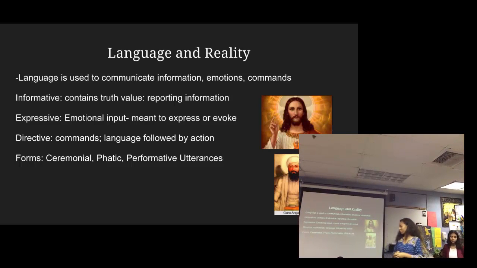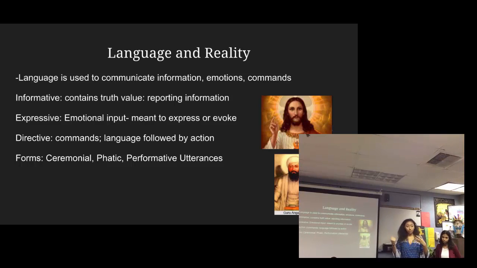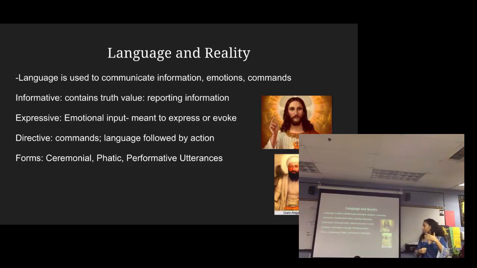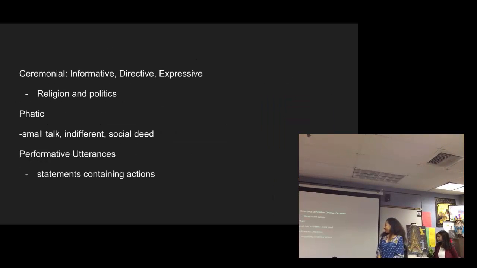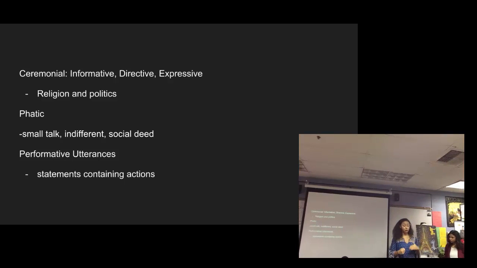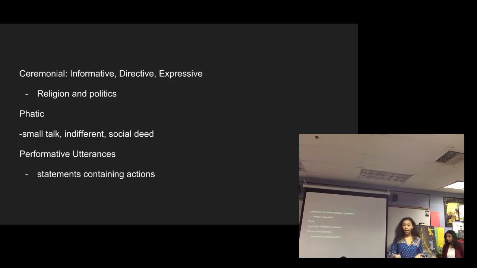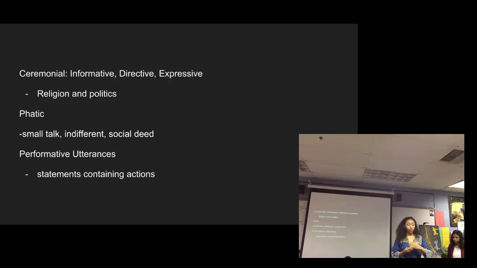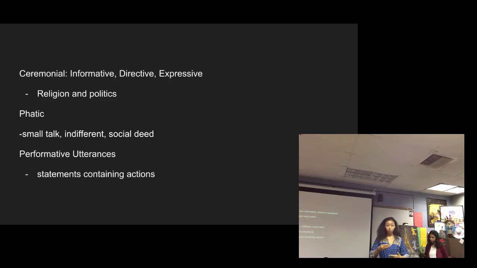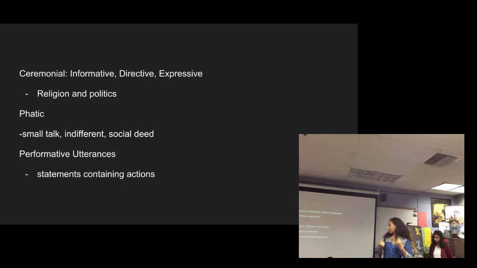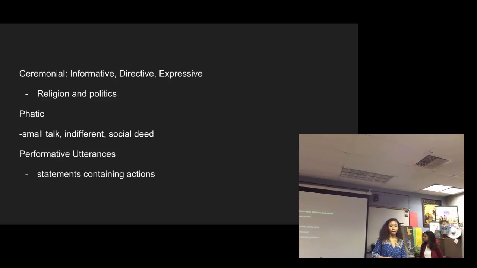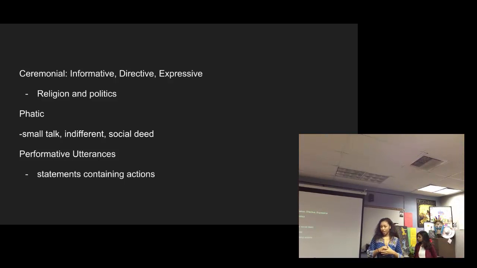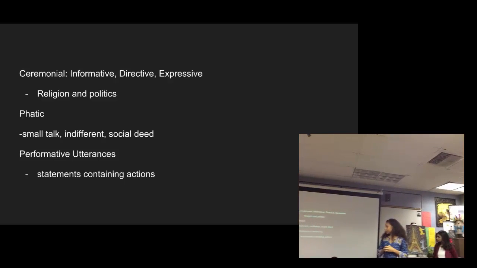It's an order. And then through these functions, you have multiple forms. The common forms are ceremonial, emphatic, and performative utterances. Ceremonial is a combination of informative, directive, and expressive. This is common in religion and politics. If you see religious texts, they have, for example, in the Bible, the 10 Commandments, what to do, and then the emotions behind it, and the informative, talking about how the earth came to be, what will happen in the future, and so on.